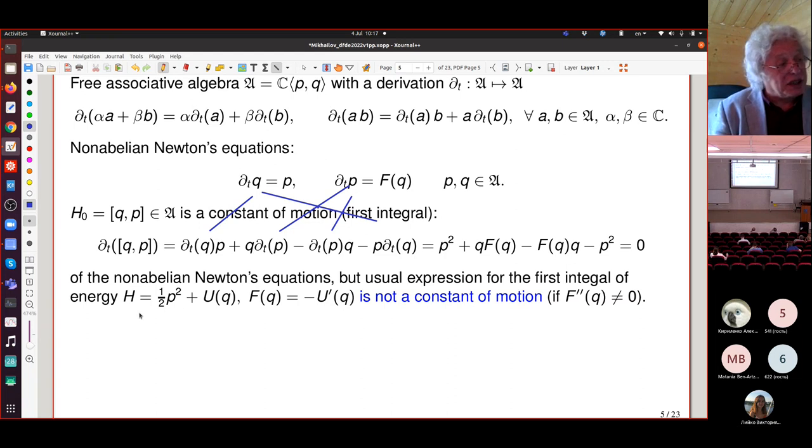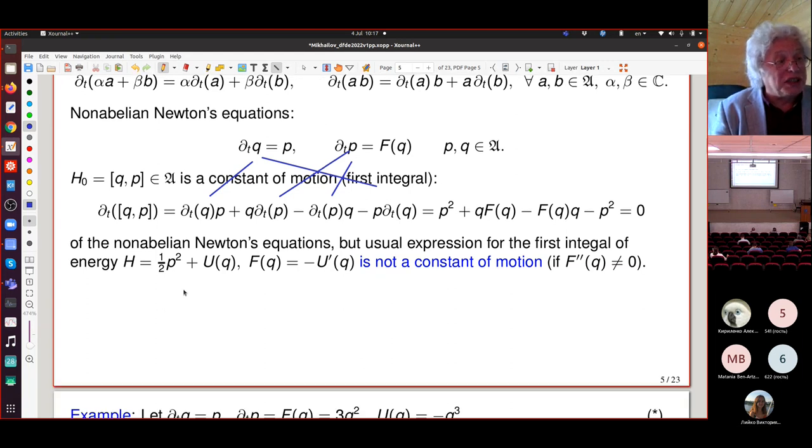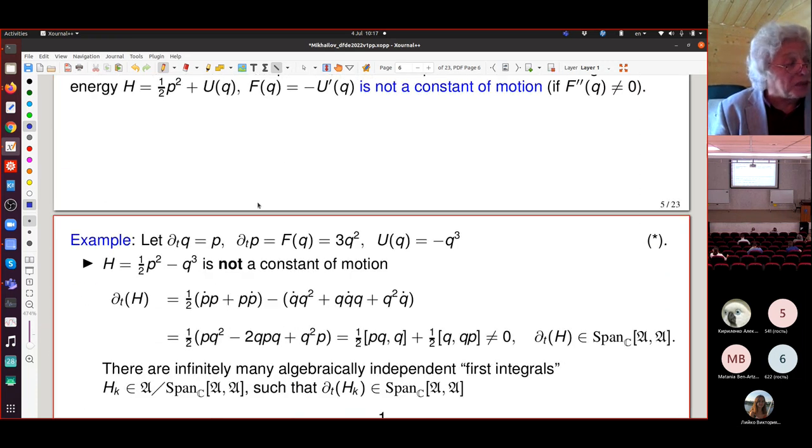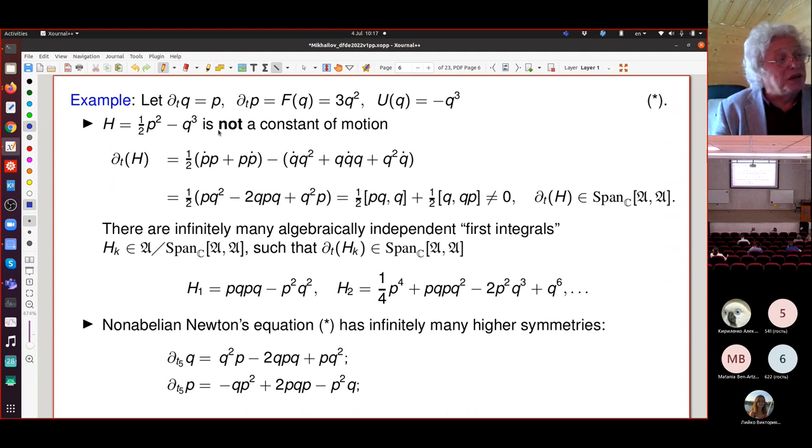But the standard conventional Hamiltonian function, or first integral in the classical sense, will not be a first integral anymore, or constant of motion, if F is not a linear function. For instance, if you take F a quadratic function, so U is cubic, and you just differentiate H blindly in T, with dot for the derivative in T for shortness, and substitute in the same way, you will see that the result is not zero, but it can be expressed as a sum of two commutators. So the result belongs to the span of commutators of the algebra itself.